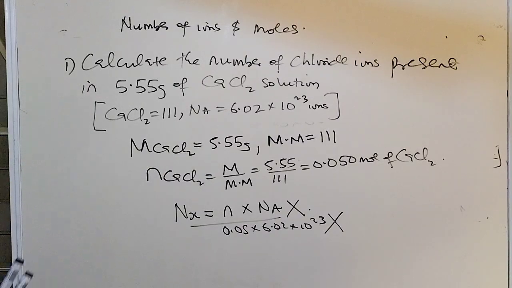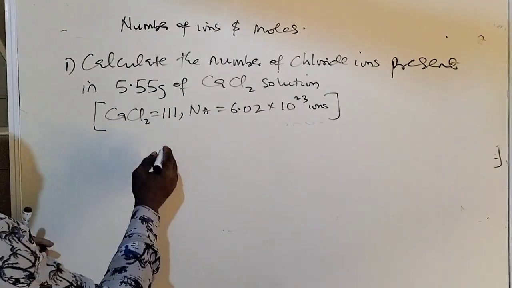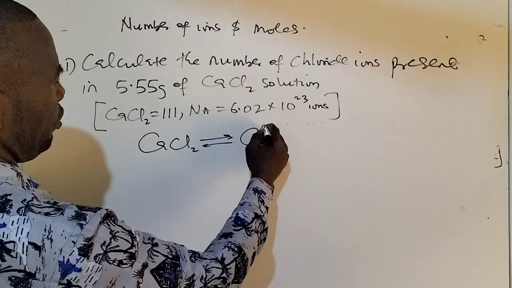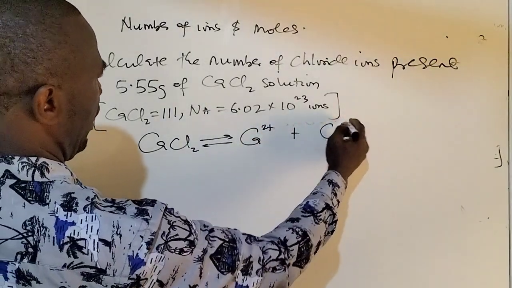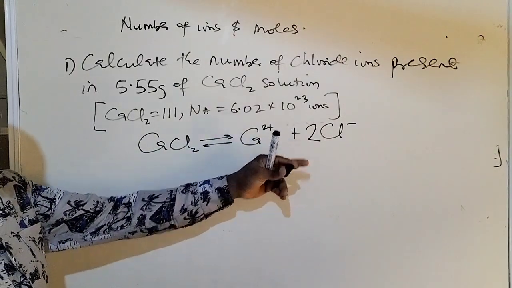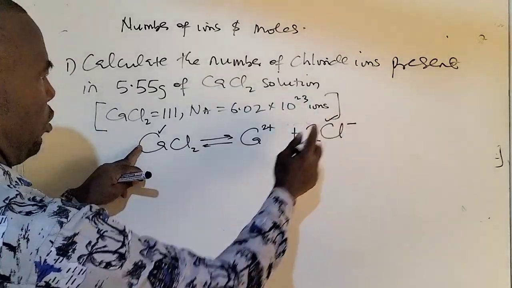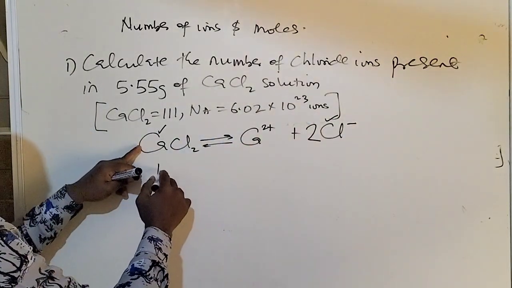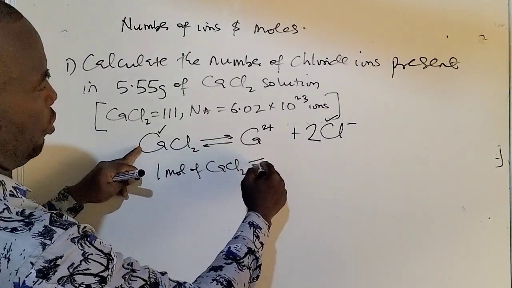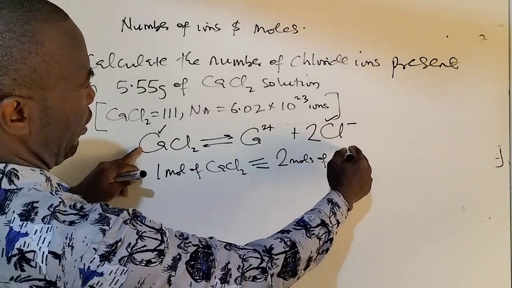So let's move on. To ionize the compound, one mole of the compound, calcium chloride, will split to give us calcium ion and chloride ion. So balance the equation. Because here is 2, you have to put 2 in front of chloride. Connect the calcium chloride to the chloride ion. You don't have business with calcium. Now we have 1 mole of calcium chloride producing 2 moles of chloride ion.